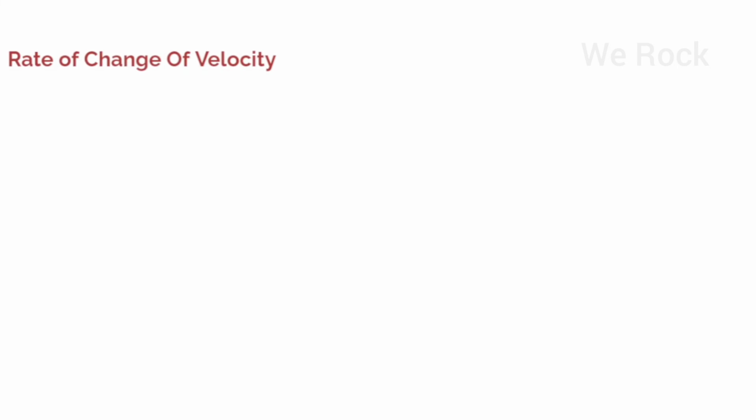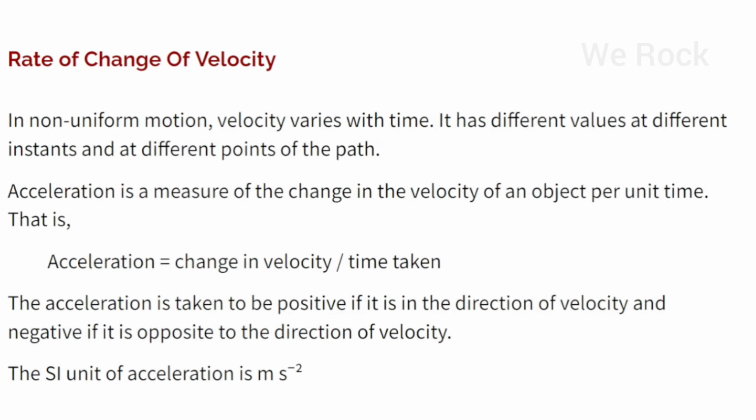Rate of change of velocity. In non-uniform motion, velocity varies with time. It has different values at different instants and at different points of the path. Acceleration is a measure of the change in the velocity of an object per unit time. That is, acceleration equals change in velocity by time taken. The acceleration is taken to be positive if it is in the direction of velocity and negative if it is opposite to the direction of velocity. The SI unit of acceleration is meter per second square.